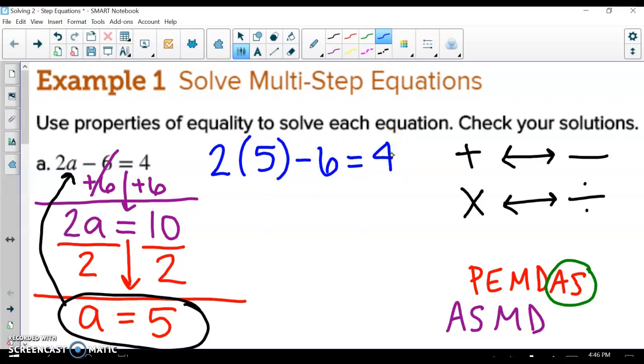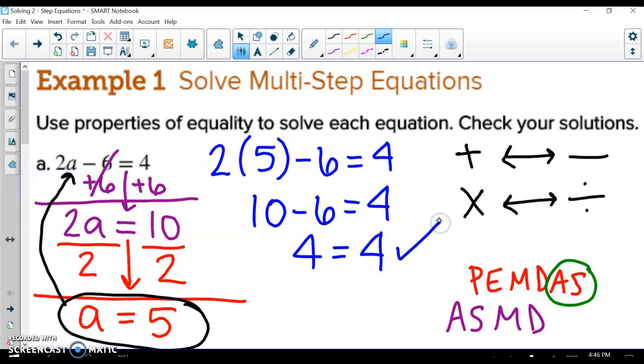Okay, so now we'll do PEMDAS again. So these are not parentheses as in these kind of parentheses. These are multiplication parentheses, separating the 2 and the 5, so you know it's 2 times 5, not 25. So 2 times 5, we get 10. Carry everything else down. Minus 6 is equal to 4. 10 minus 6 is 4, equals 4. Great, that is correct. So we know a equals 5.